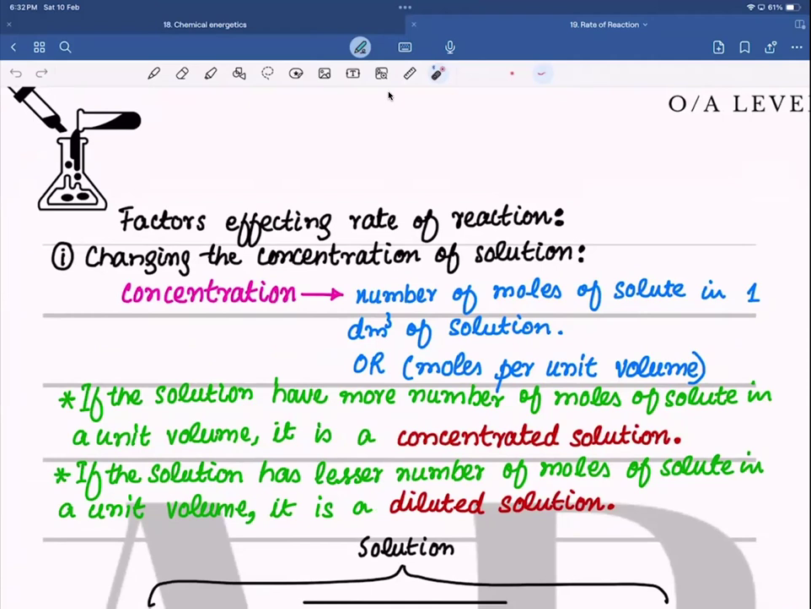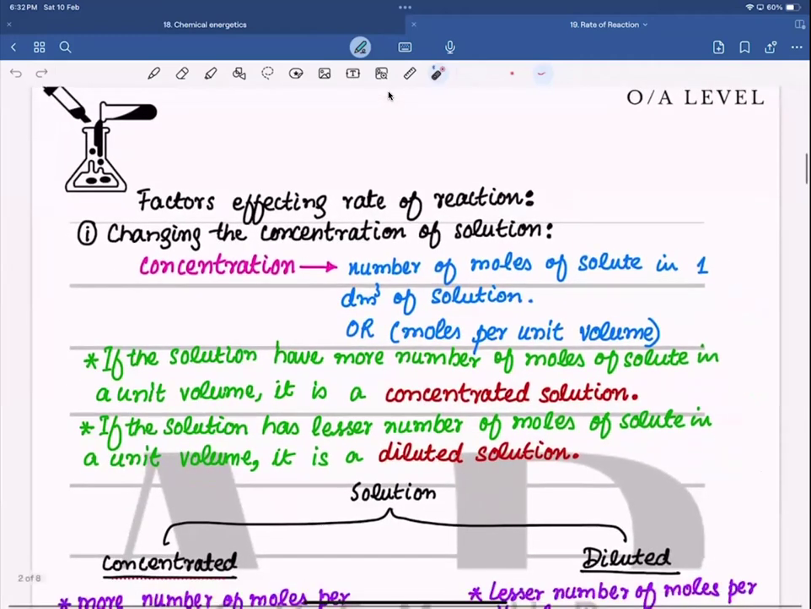So if we have a 1 decimeter cube of a solution, which means 1 liter of a solution, in that 1 liter, how many moles of solute are there? That is concentration. So it is moles per unit volume. So if the solution has a greater number of moles of solute dissolved in it in a unit volume, then it is considered a concentrated solution. And if there are fewer moles of solute in a unit volume, then it is a dilute solution. Is this clear?